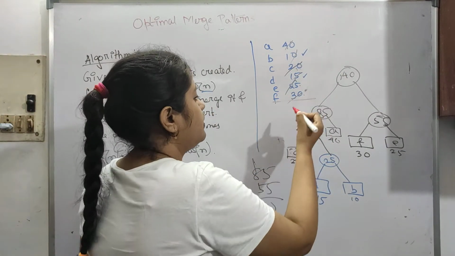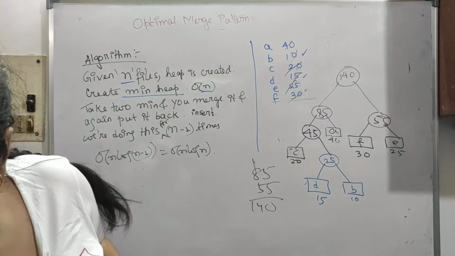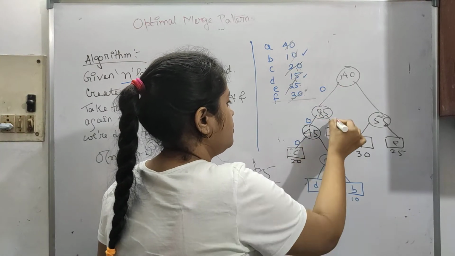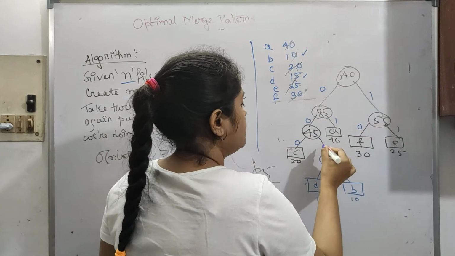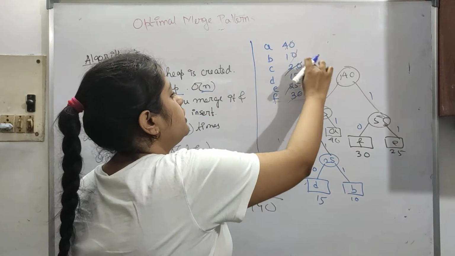So now let's see. Not working. So you have to put zeros and 1. So 0, 0, 0, 1, 1, 0, 1, 1, 0 and 1.